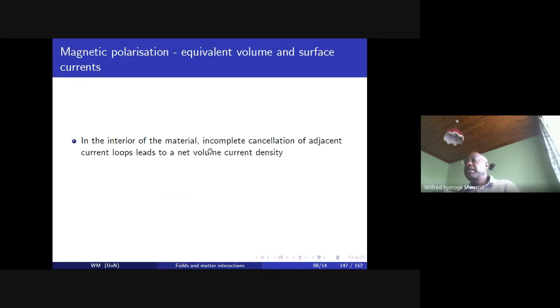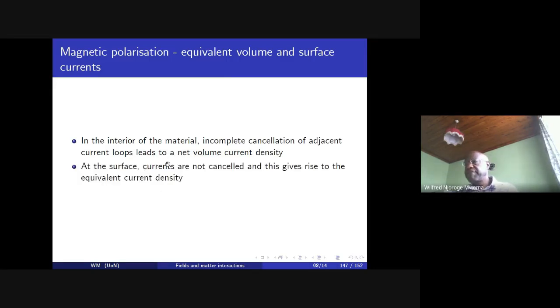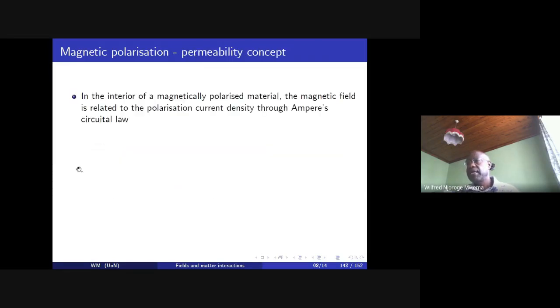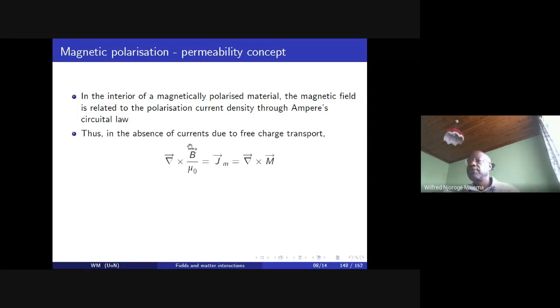So in the interior of the material, there will be incomplete cancellation of adjacent loops, leading to a net volume current density. At the surface, the currents are not cancelled, and this gives rise to the equivalent surface current density. And therefore, in the interior of the magnetically polarized material, the magnetic field will be related to the polarization current density through Ampere's circuital law.